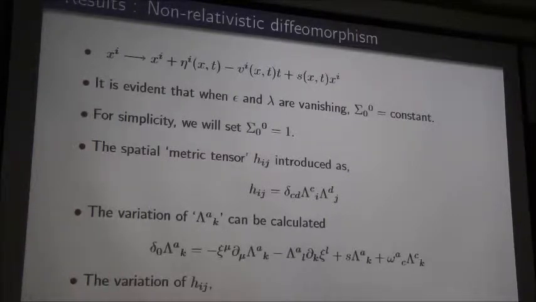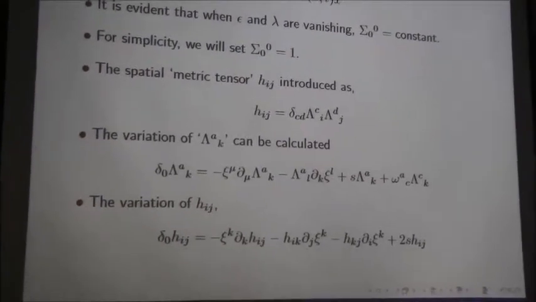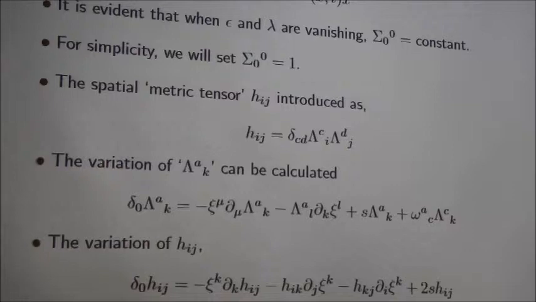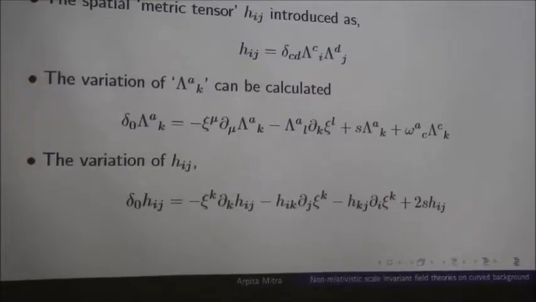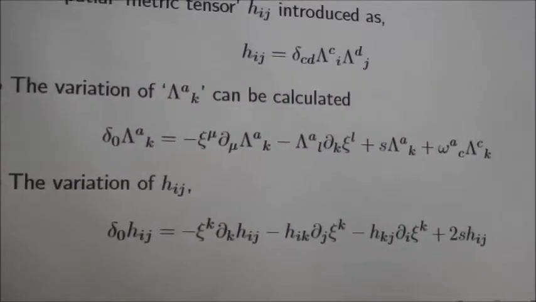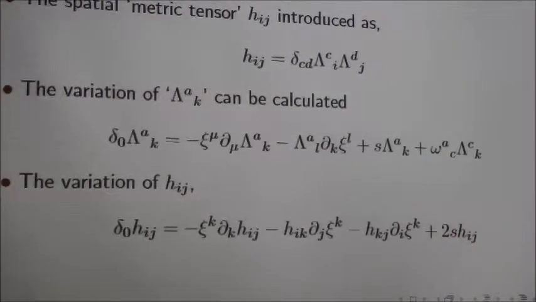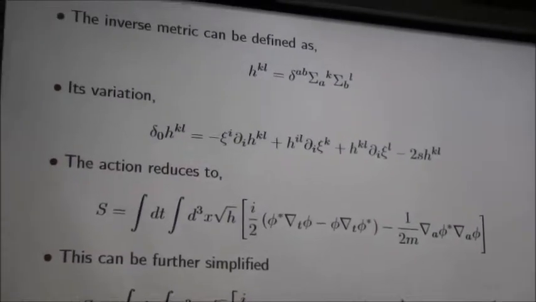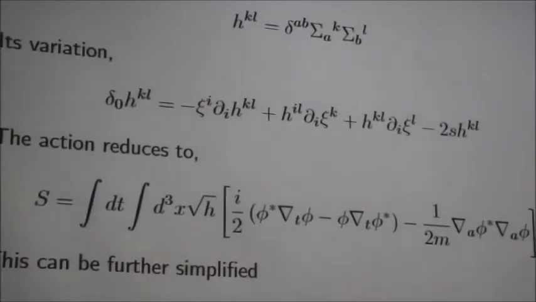Then I am defining a spatial metric tensor, h_ij equal to delta_cd lambda^c_i lambda^d_j, and the variation of lambda^a_k can also be calculated from the previous results, from which I can derive the variation of h_ij, which is a proper covariant variation of h_ij, but there is a difference from the normal Newton-Cartan one. Here is one more scale term. This term is coming due to the scale transformation. The inverse metric is defined in the following way, and again the variation of h^ij can be calculated, and again the extra term is coming due to the inclusion of the scale term.